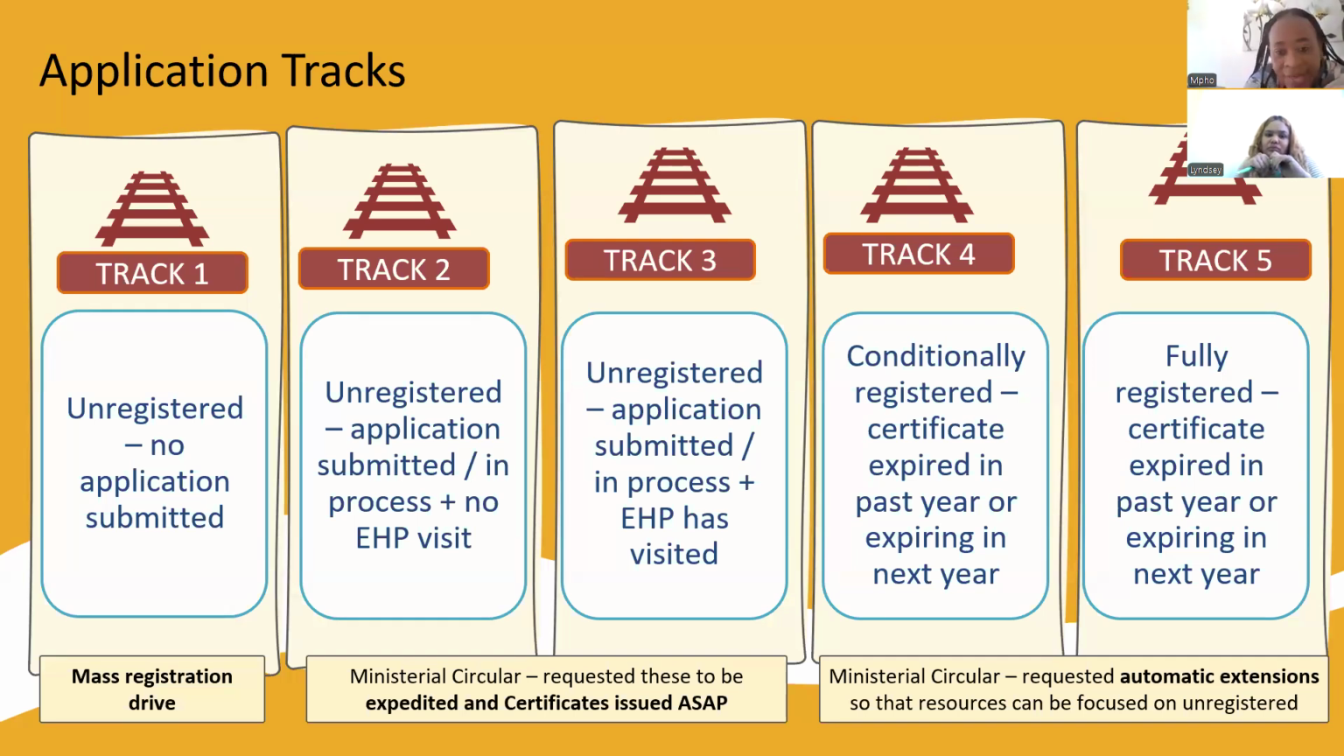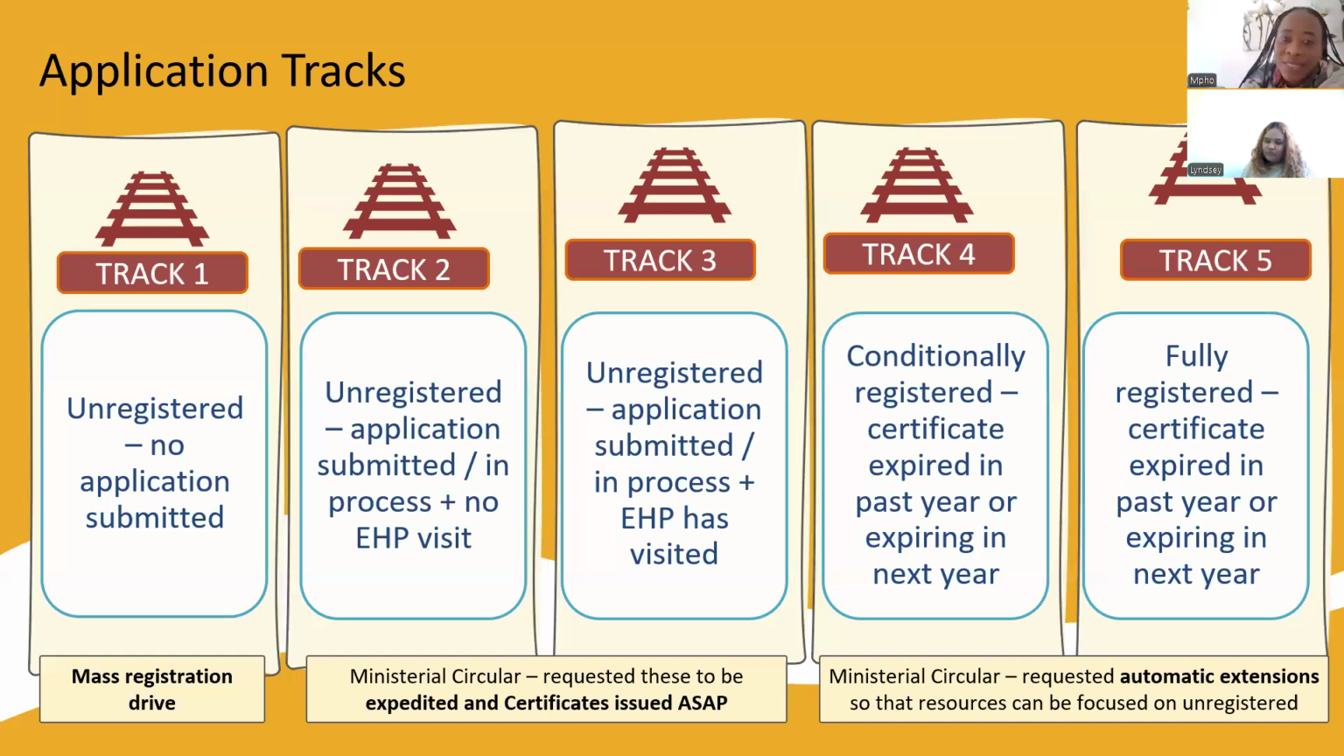Then we have other ECD programs that are registered, conditionally registered and fully registered. So we have the ones that are conditionally registered, but you find that their certificate has expired in the past year or is expiring in the next year. We also have the ones that are fully registered. Now, also these ones, you find that their certificate has expired in the past year or is expiring in the next year. What we did here, a ministerial circular was issued where we requested automatic extensions so that we can focus more on the unregistered.